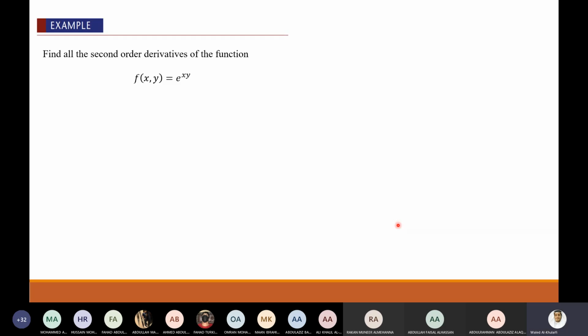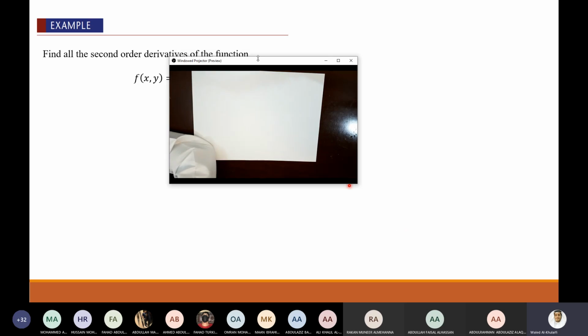So here is the question: find all the second order derivatives of this function.